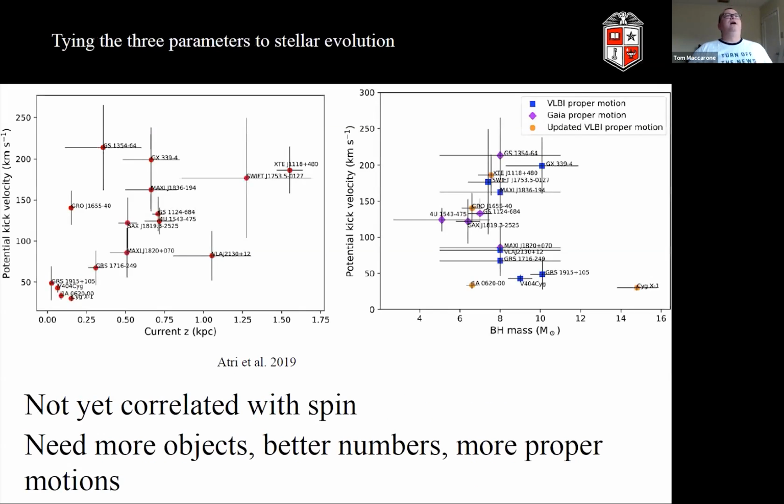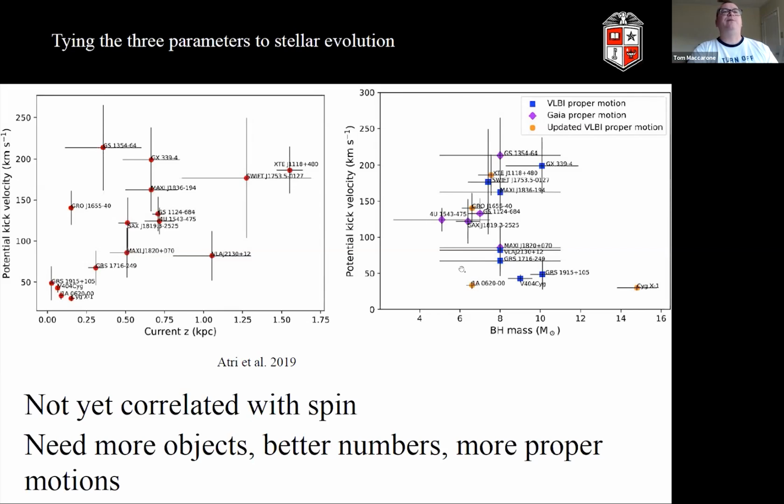All right, so if we want to tie these parameters to stellar evolution, I think we're starting to see some trends developing. So this is from Pichardo's paper from a couple of years ago, and you can see there's a rough anti-correlation between the potential kick velocity and the black hole mass. There's kind of two outliers on this plot. One of them is GX 301-4. And if we use the higher mass estimate, that actually pushes this over in this direction, which is good.